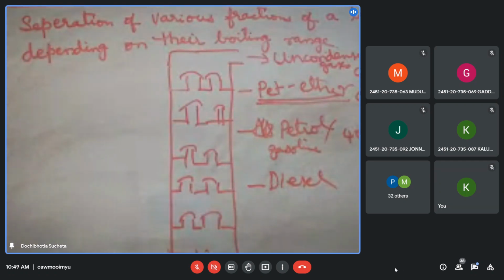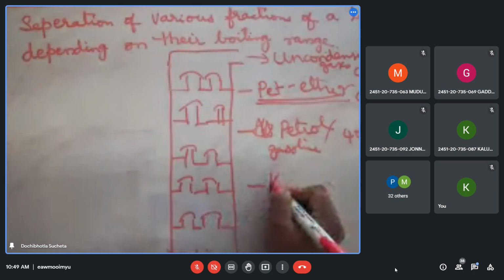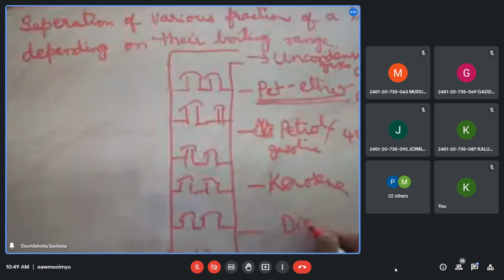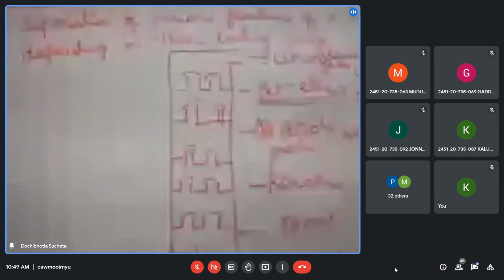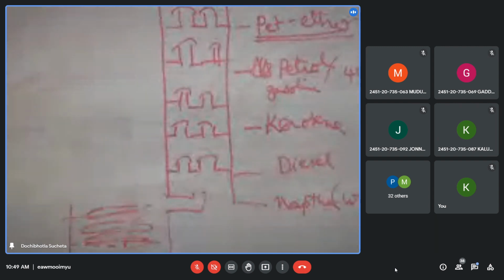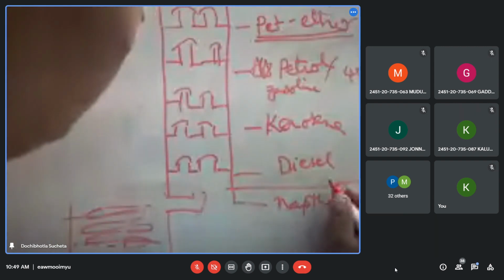Actually, in between, nowadays they are focusing on diesel and the naphtha fraction, which are waxes. They are used as lubricants. Our 2T oils and all that we talk about fall under this, and hence the heavy oil fraction. This is the heavy oil fraction.